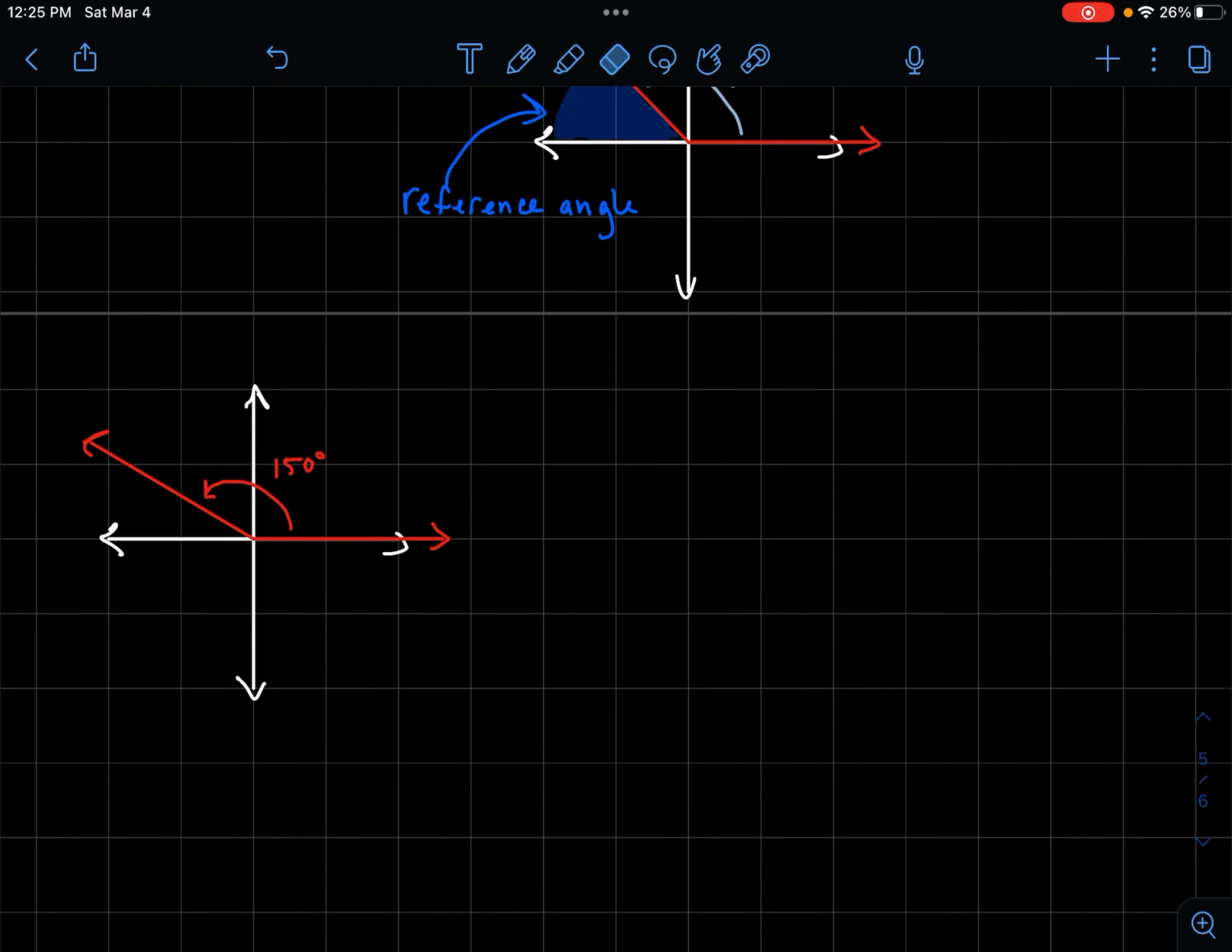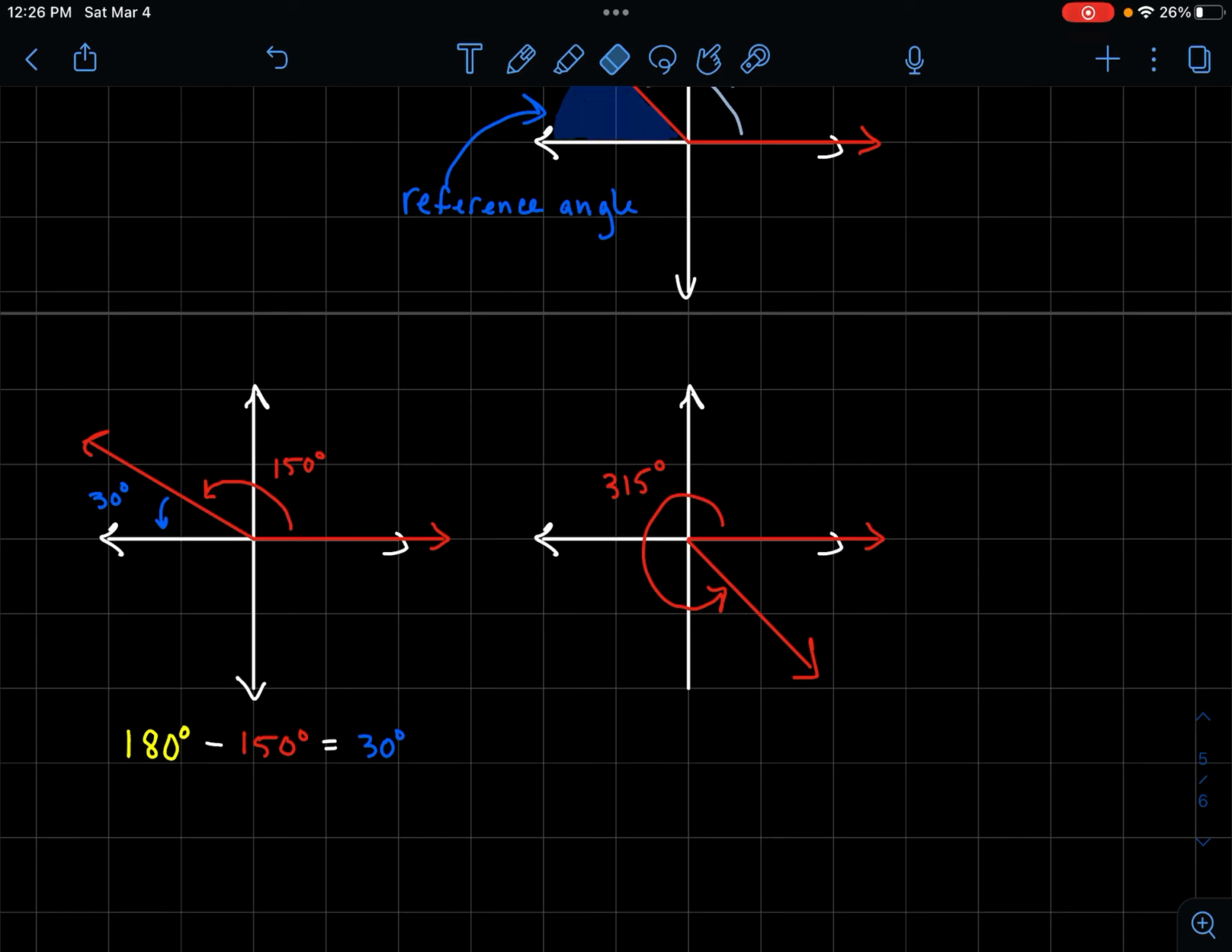Here's one, 150 degrees. Essentially you're asking yourself the question, how many degrees away is this from the x-axis? Well, the x-axis is a completely straight line. There's 180 degrees on a line. So we will take our 180, subtract away 150. That's going to give us 30 degrees. So our reference angle for 150 is 30 degrees.